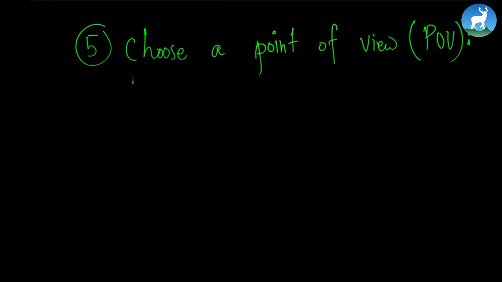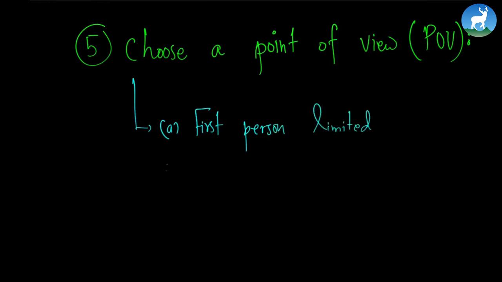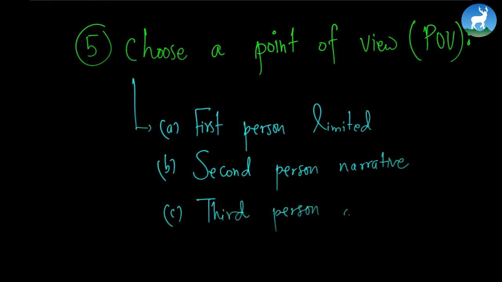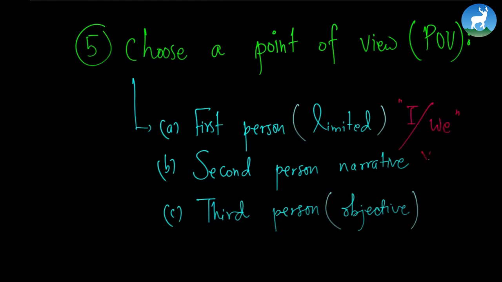So there are 3 different POVs: first person, second person narrative, and third person objective or omniscient. When you are writing a short story in first person, your narrative should begin with I or we. When you're writing in second person, your narrative would begin with the pronoun you. And when you're writing a short story in third person, which you will normally do, you will begin by writing he, she, they, or it.